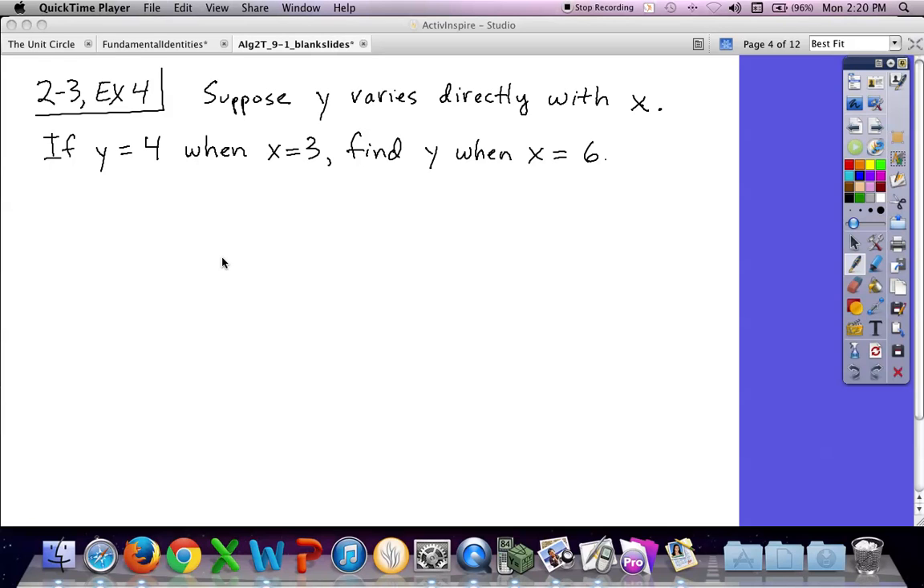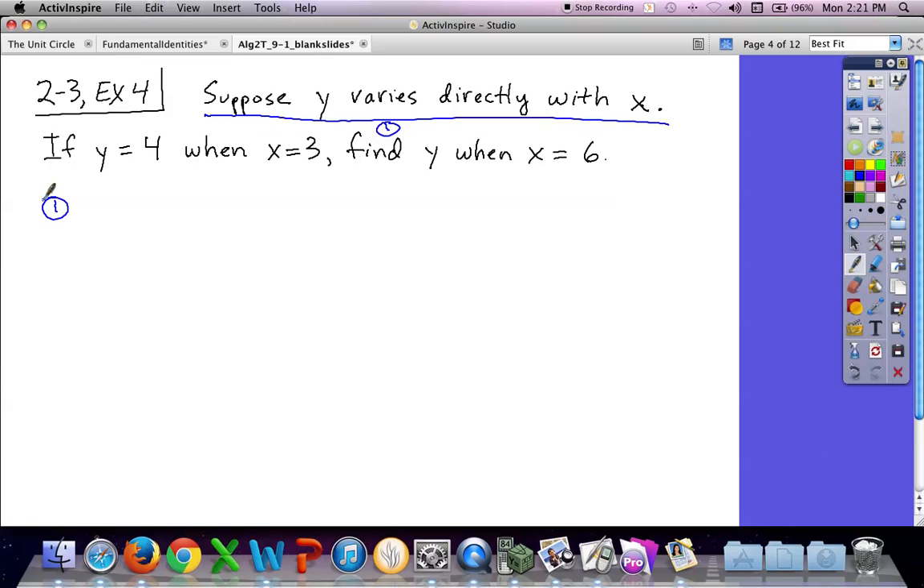And almost for sure, you're never given just a simple direct variation. It's always something a little more complicated than that. So these problems always have three parts to them, right? The first part, they're going to describe the kind of variation, right? That's part one.